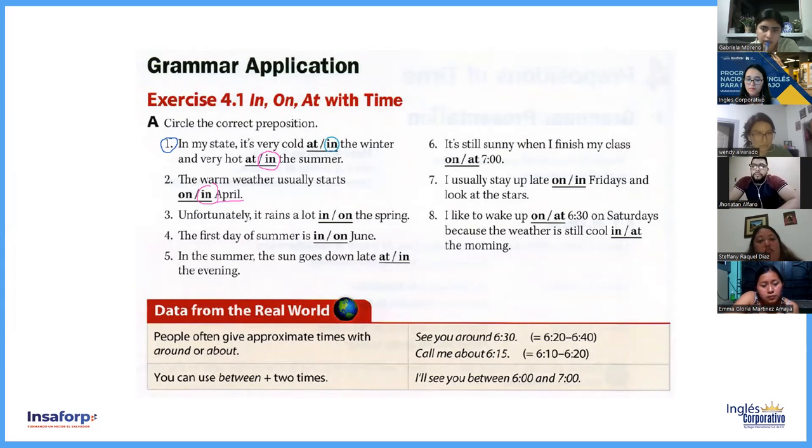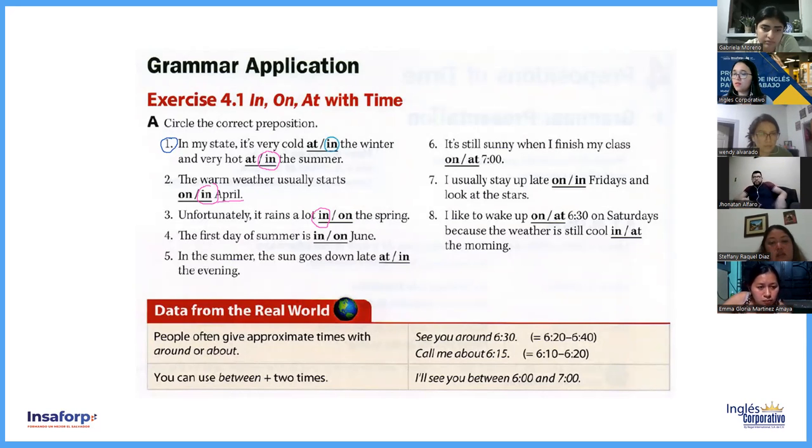Unfortunately, it rains a lot in the spring. Is it in or on? What is the correct one? In spring is a time, a season. Seasons, so for the seasons, in. Okay, excellent. Thank you, Jose. Okay, let's continue with the next one.